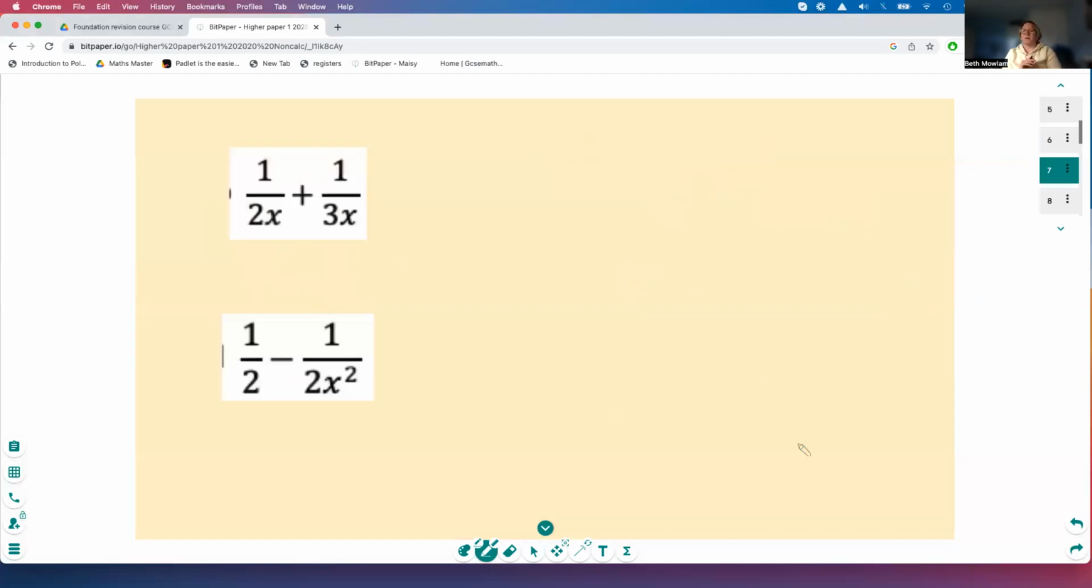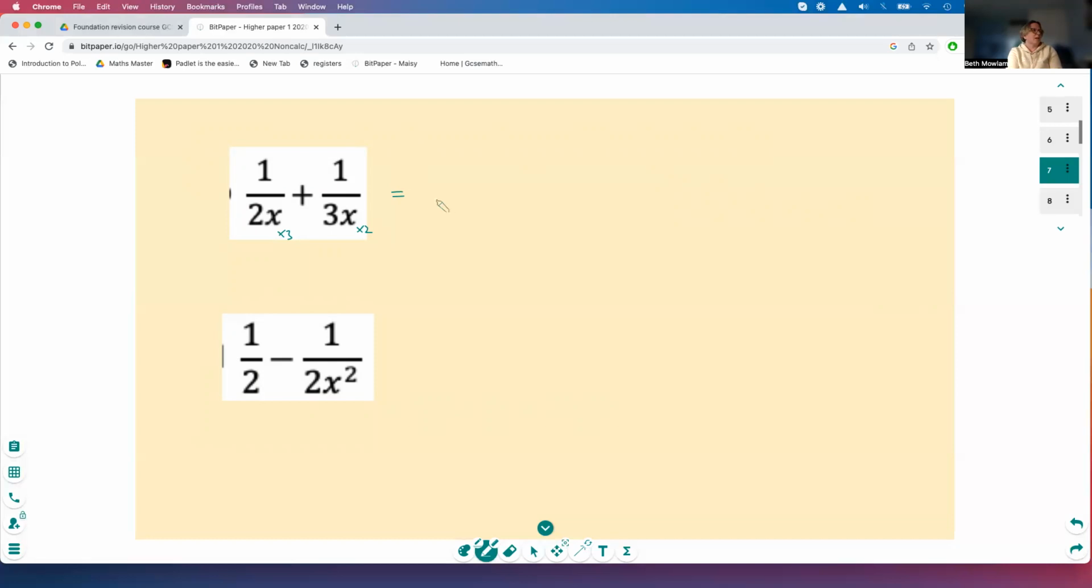Let's have a look at these ones. So for these ones, remember, you want to aim for your lowest possible denominator. So I could times them both together and have 6x squared. But actually, that's not my lowest possible. That's an extra power I have to deal with. I could just multiply the first one by 3 and the second one by 2, and that way they'll both become 6x. 6x is simpler than 6x squared. So we want to go with the simplest.